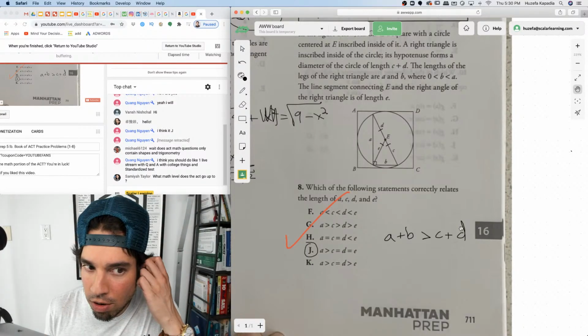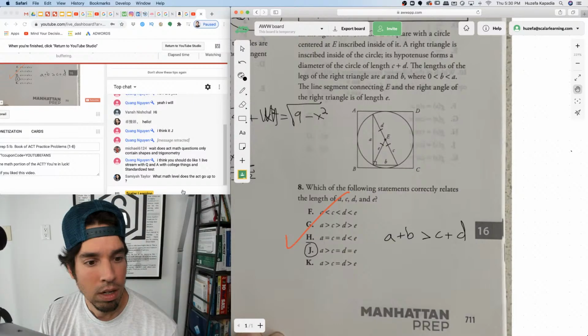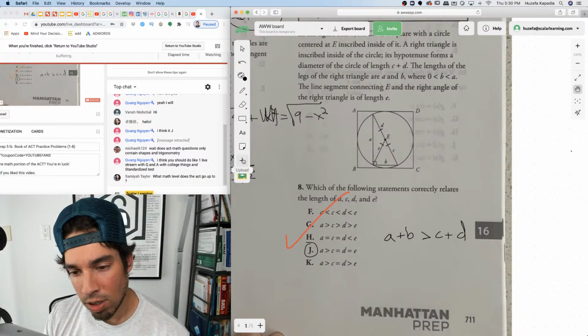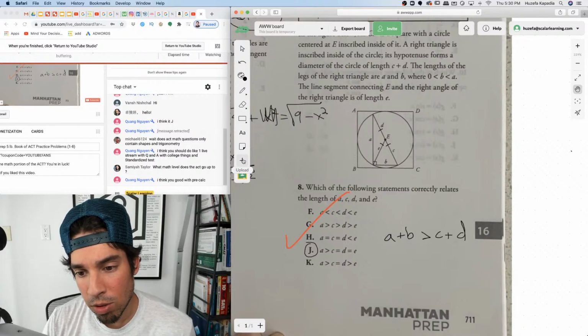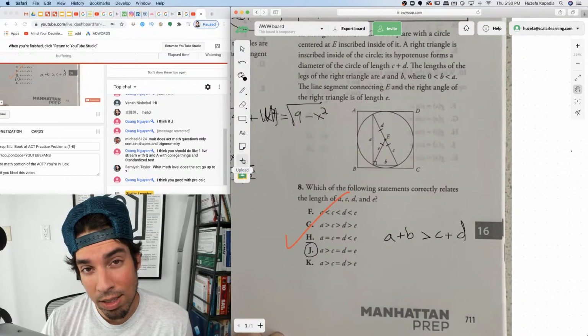But I think it's pretty straightforward if you logic it out and figure it out like the way I did. What math level does the ACT go up to? So I mean, this is basically it. Trig is the highest. You can have some matrices sometimes, matrix multiplication. You can have some complex numbers and logarithms. I'd say those are the three most advanced concepts on the ACT.